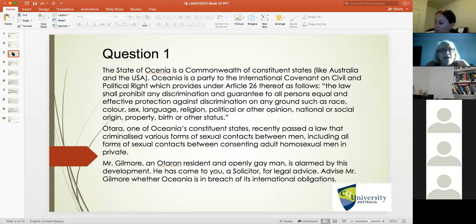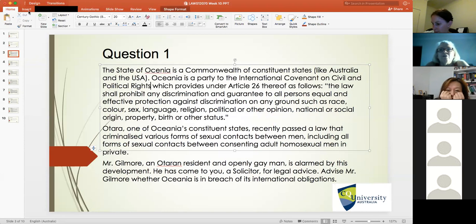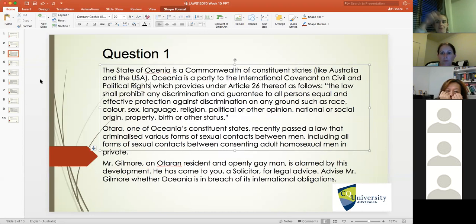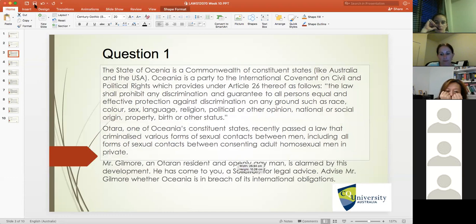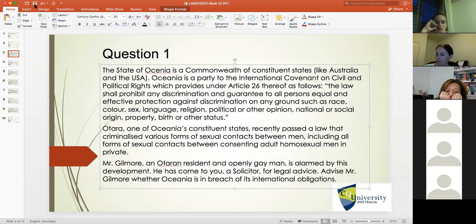The state of Oceania is a Commonwealth constituent state like Australia and the US. Oceania is a party to the International Covenant on Civil and Political Rights, which provides under Article 26 thereof as follows. The law shall prohibit any discrimination and guarantee to all persons equal and effective protection against discrimination on any ground, such as race, colour, sex, language, religion, political or other opinion, national or social origin, property, birth, or other status.